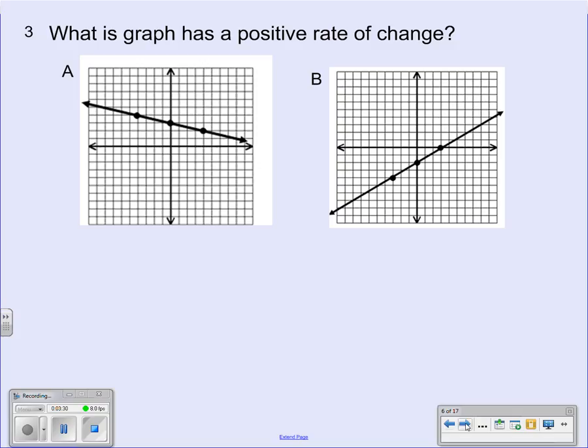Which graph has a positive rate of change? Rate of change is just another way of saying slope. So again, I'm looking for a graph that is increasing. Let's look at A. I'm moving down as I go across, so this is decreasing, which tells me a negative slope. Look at B, reading from left to right, my pen is moving in an upward motion, so this is increasing, which tells me it has a positive slope. It is changing in a positive direction, so B is the correct answer.